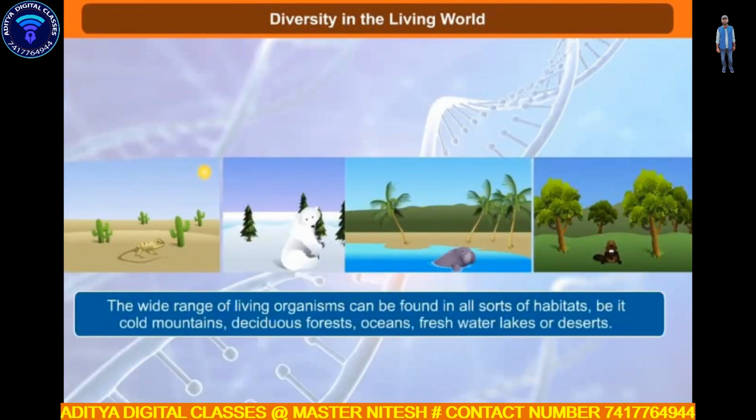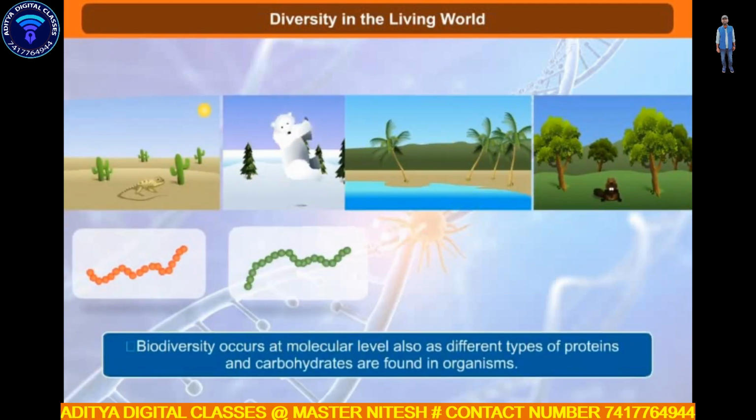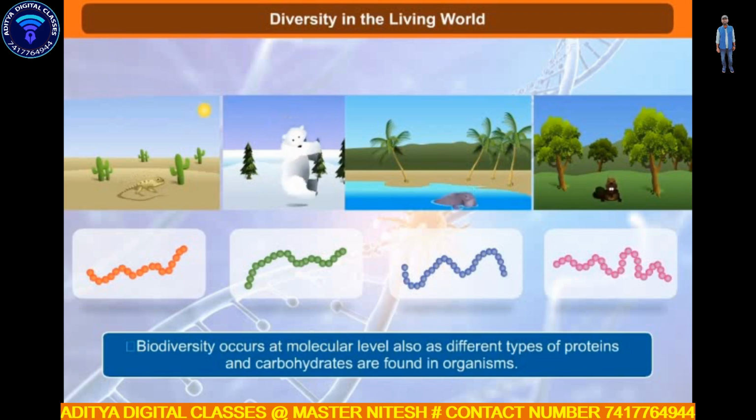The wide range of living organisms can be found in all sorts of habitats, be it cold mountains, deciduous forests, oceans, freshwater lakes, or deserts. Biodiversity occurs at the molecular level also, as different types of proteins and carbohydrates are found in organisms.